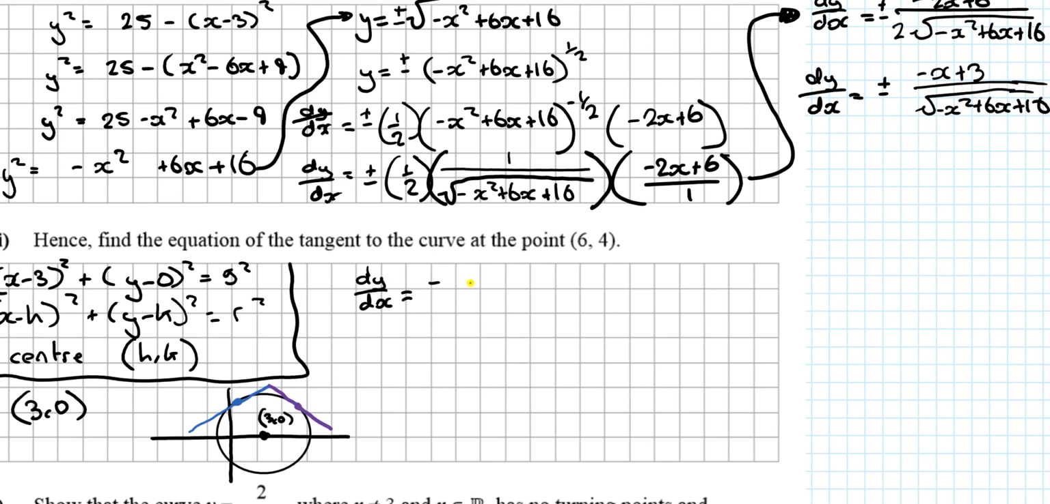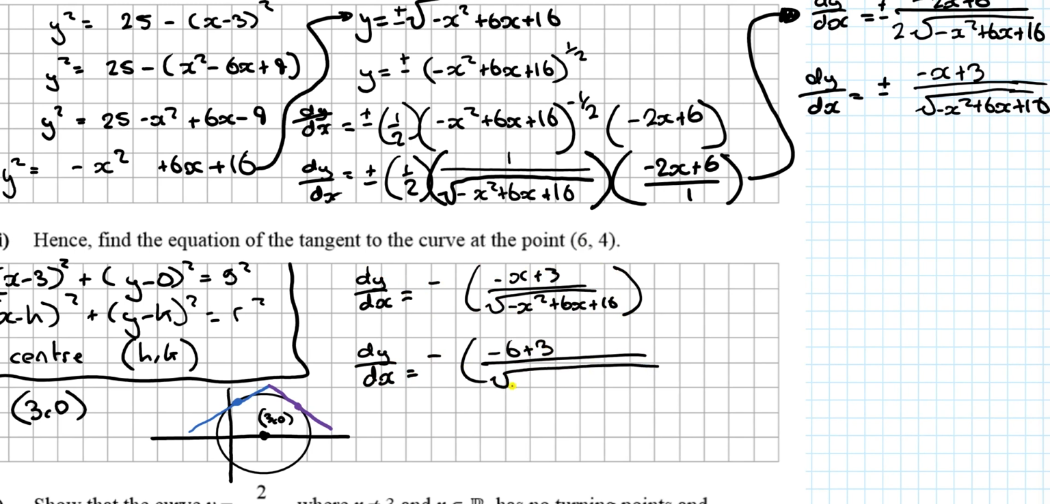I want the slope, it's going to be minus (x - 3) over the square root of (-x² + 6x + 16). I want it when x is equal to 6. So dy/dx is equal to minus (6 - 3) all over the square root of (-6² + 6 by 6 + 16).